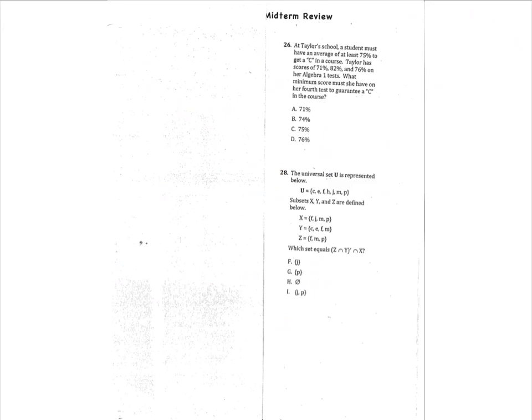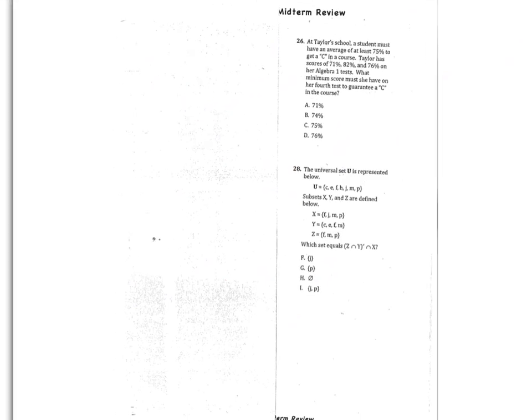All right, on number 26, we have a student who needs to get a 75 to get a C in the course, and they give you his 3 averages, and they want to know about the 4th test score. Now, we practiced one of these earlier with 5, so this one is going to be to find the average. You're going to add them all up, divide by 4, and we want it to be at least 75. So what I would do is set it up.